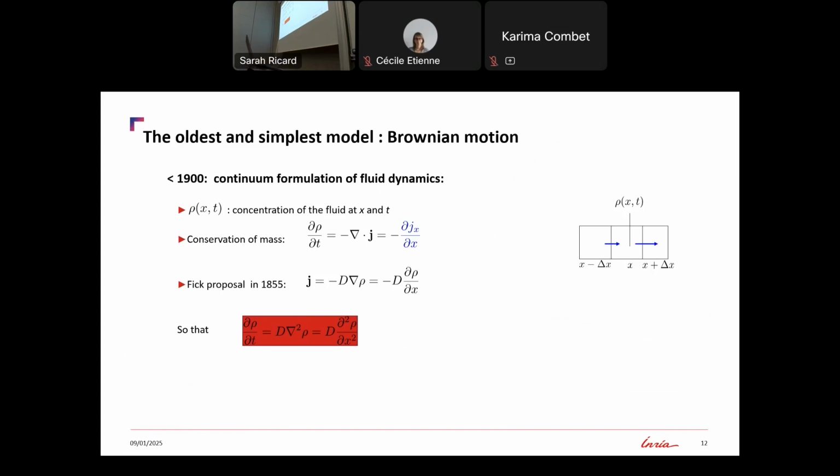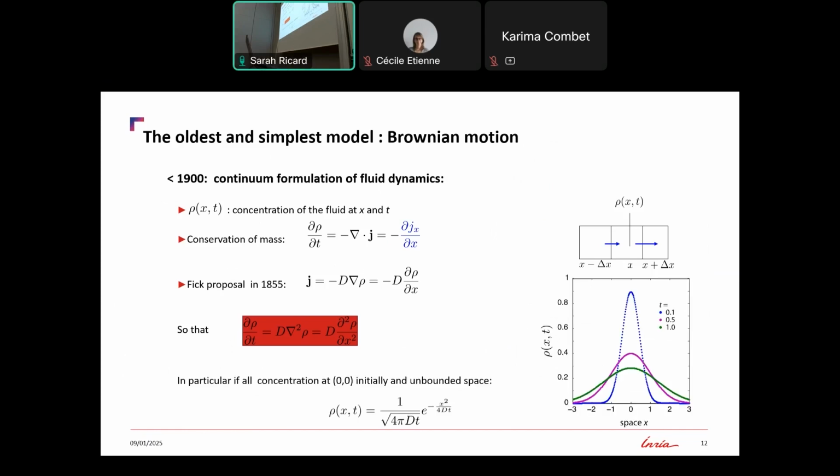Of course, if you are in 3D or in several dimensions, this is a Laplacian operator that you have instead, but it's the same idea, right? And the important stuff is that if now you consider that your space is infinite, and you consider that initially all the concentration is located at x equals 0, you can compute easily the solution of this differential equation. It's what mathematicians call the fundamental solution.